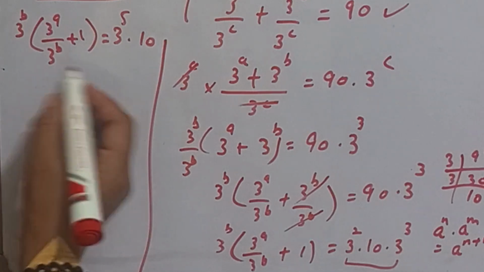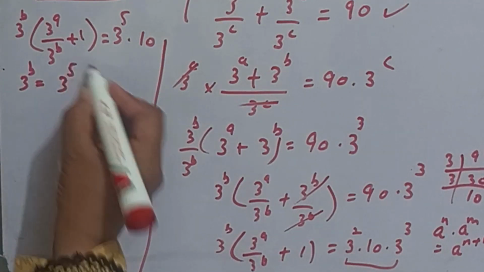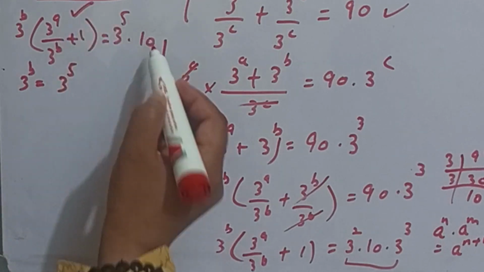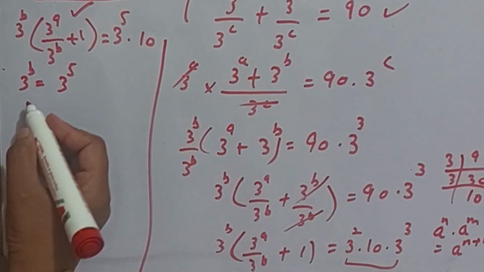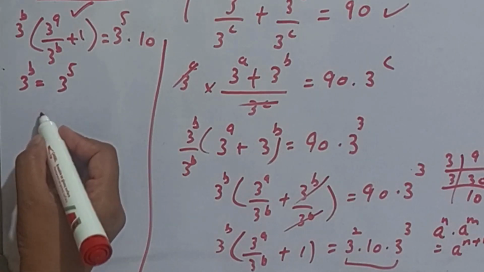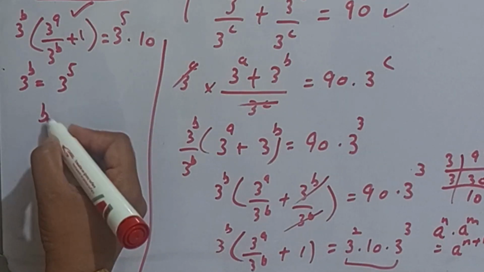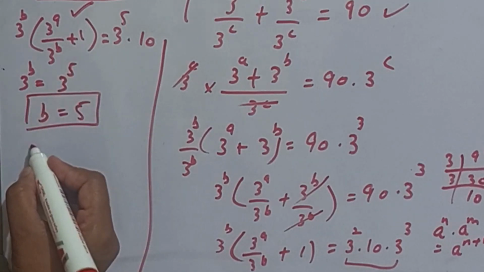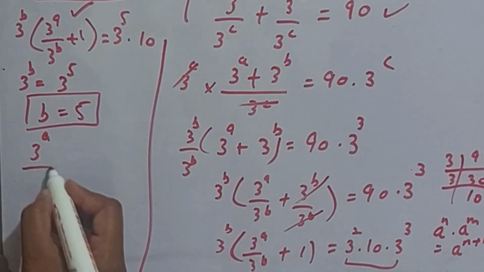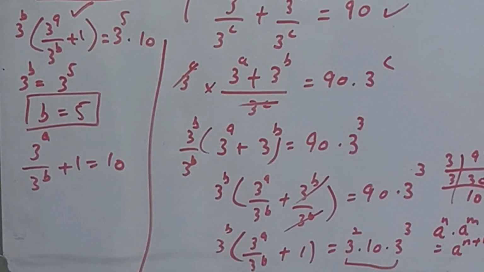Now by comparing, we can say that 3 raised to the power b is equal to 3 raised to the power 5, and this remaining part is equal to 10. First of all, we solve this part. So base is the same, so we can say that exponent is also equal to each other, so b is equal to 5. Now we use this remaining part, which is 3 raised to the power a over 3 raised to the power b, plus 1, is equal to 10.